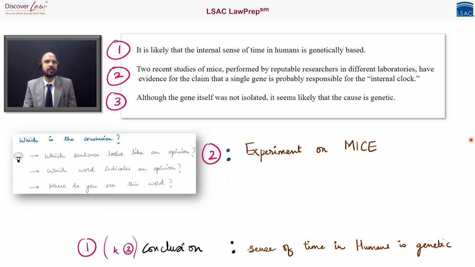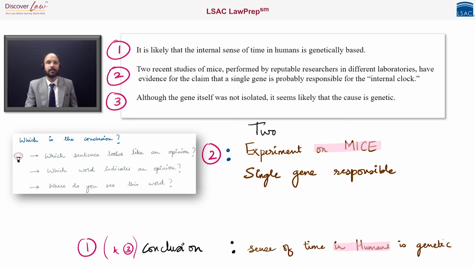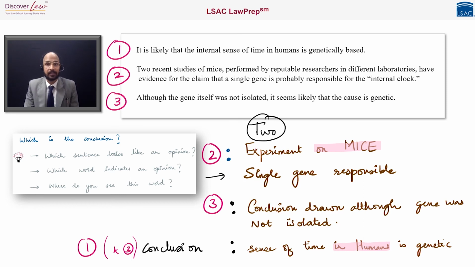The second sentence says that there's an experiment conducted on mice, 2 recent studies on mice by reputable researchers in different laboratories. So it talks of 2 experiments, okay, that have evidence for the claim that the single gene is responsible. So 2 experiments tell you that the genes are responsible. Wow, you have reputable researchers conducting 2 studies. That kind of tells you that this is really so. It lends credibility. And the third sentence basically tells you that although the gene was not isolated, the conclusion was drawn. Let us go ahead and look at the options now.